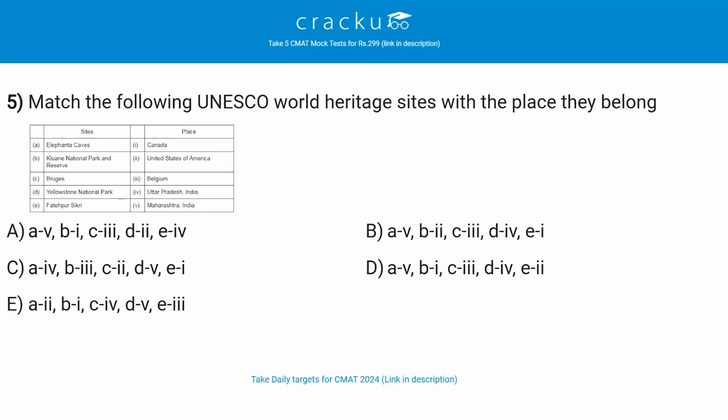Option B. Next question. Match the following UNESCO World Heritage Sites with the place they belong to. First one, Elephanta Caves, it's in Maharashtra, India. Kluane National Park and Reserve is in Canada. Bruges belongs to Belgium. Yellowstone National Park belongs to the United States of America. And Fatehpur Sikri is in Uttar Pradesh. So the answer is option A.